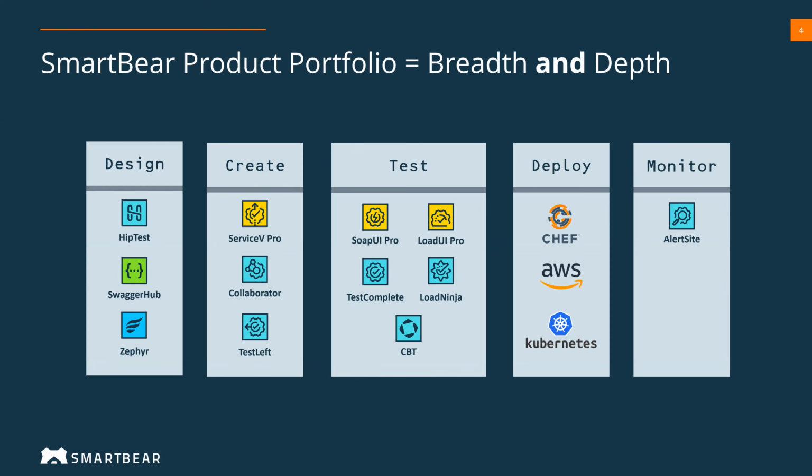So we have a bunch of different tools depending on what you're looking to do and what challenges you're trying to solve. Today, we'll be talking more about AlertSite. So on the right side of the screen, you can see that over there. We'll be talking about AlertSite. I'll give a little bit of background on SOAP UI Pro and maybe Load UI Pro, probably not though, and ServiceV as well, since they're all part of the Ready API suite. And then we'll be talking a little bit about how you can use Swagger Hub with AlertSite as well.